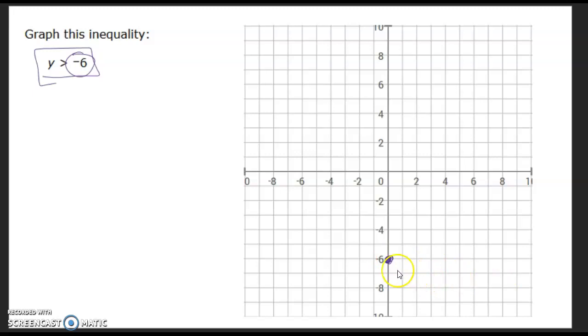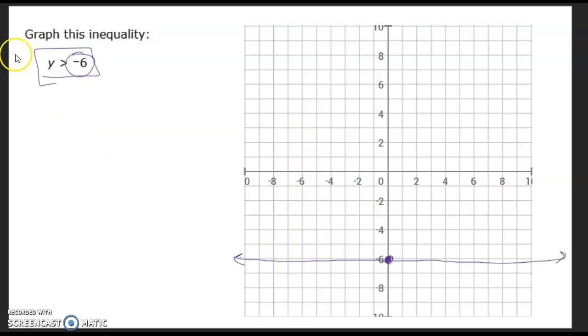The next thing that we are going to do is we don't have a slope. So when we don't have a slope, that means that no matter what value, our y has to equal -6. So it's a straight across line like this. No matter what, y has to equal -6. All right? So we have our line.